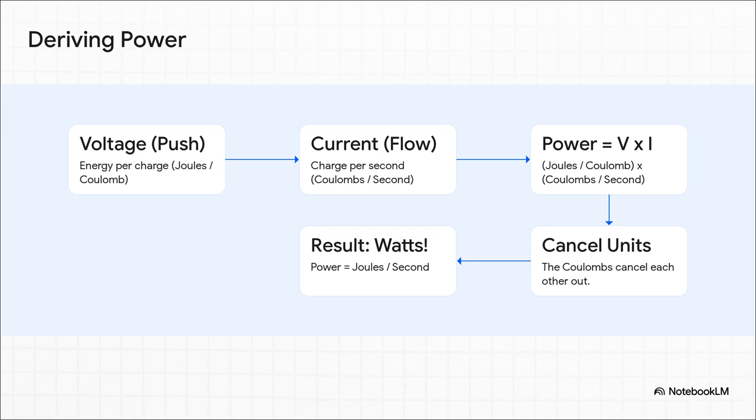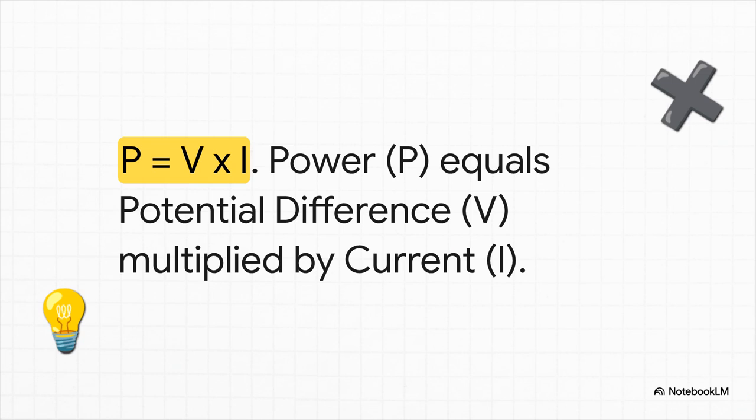The coulombs on the top and bottom, boom, they cancel each other out. And what are we left with? Joules per second. And what did we say a joule per second was right at the beginning? A watt. It's just perfect. So it all boils down to this incredibly elegant and powerful formula. Power equals voltage times current. The rate you use energy is just the energy each charge carries multiplied by how fast those charges are flowing.